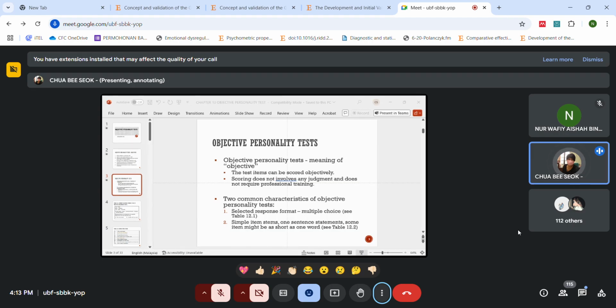This is an example of simple item stems. You see the statement is very simple, just one sentence. Can I have someone to read from item 1 to item 10? And pay attention to the items in the same color. Can I have someone to read?